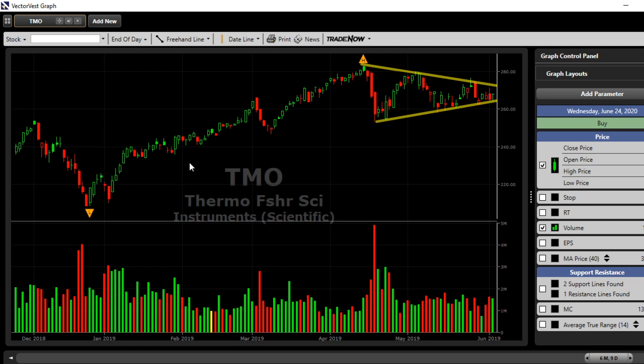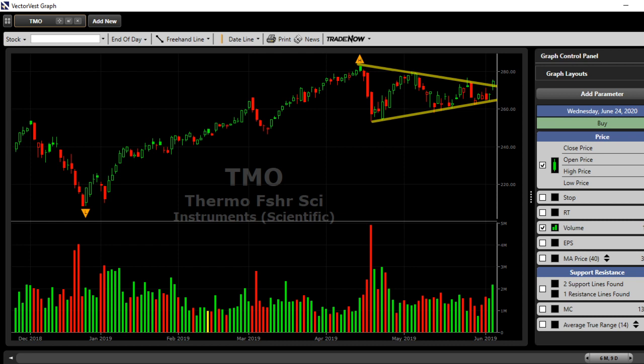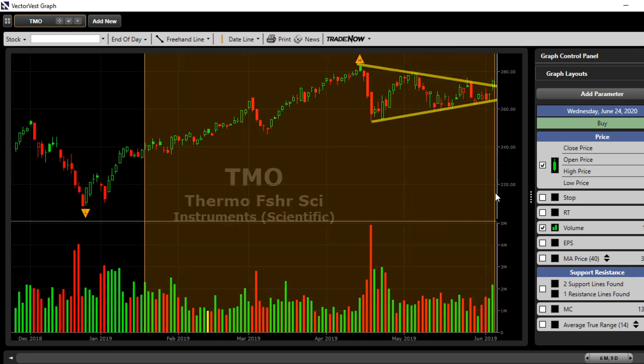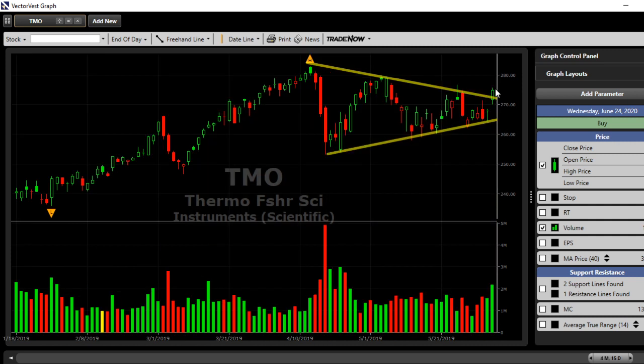Since we've been in an uptrend, what we hope to happen is price to break out above the upper trend line. And we want it to do so on higher volume. We can see that it did that on June 6th of 2019. Let me zoom in so we can see it a little bit better. It closed above the upper trend line, and it broke out above on higher volume.